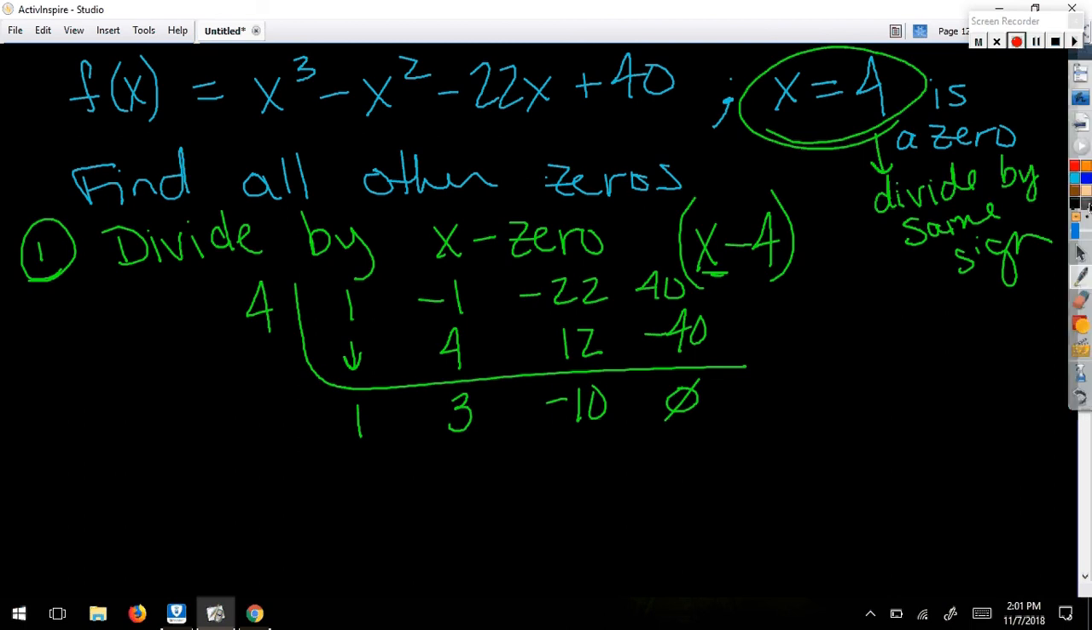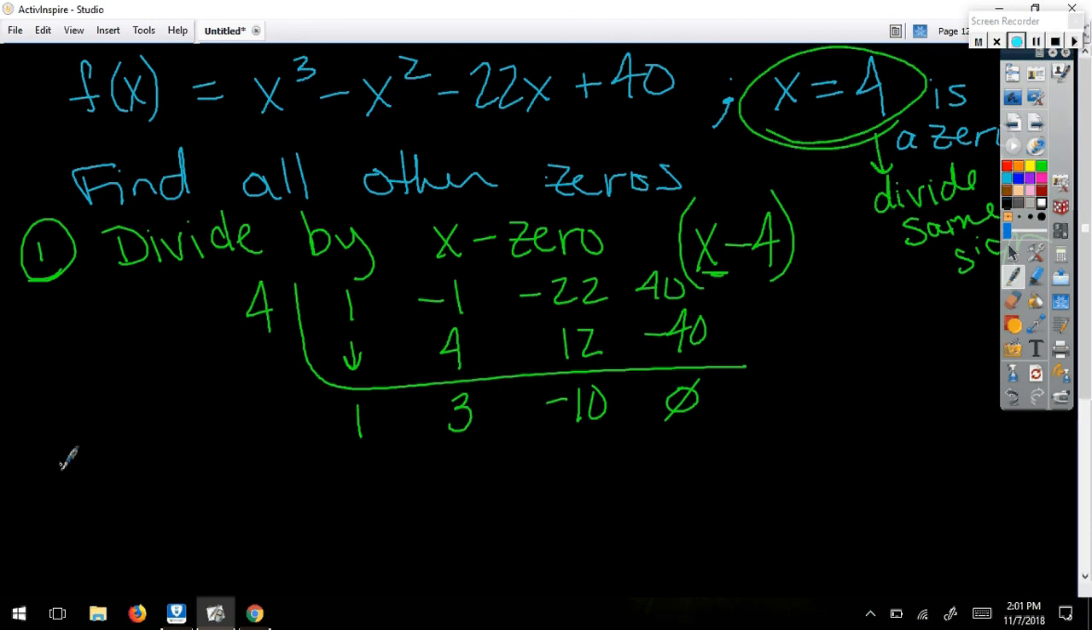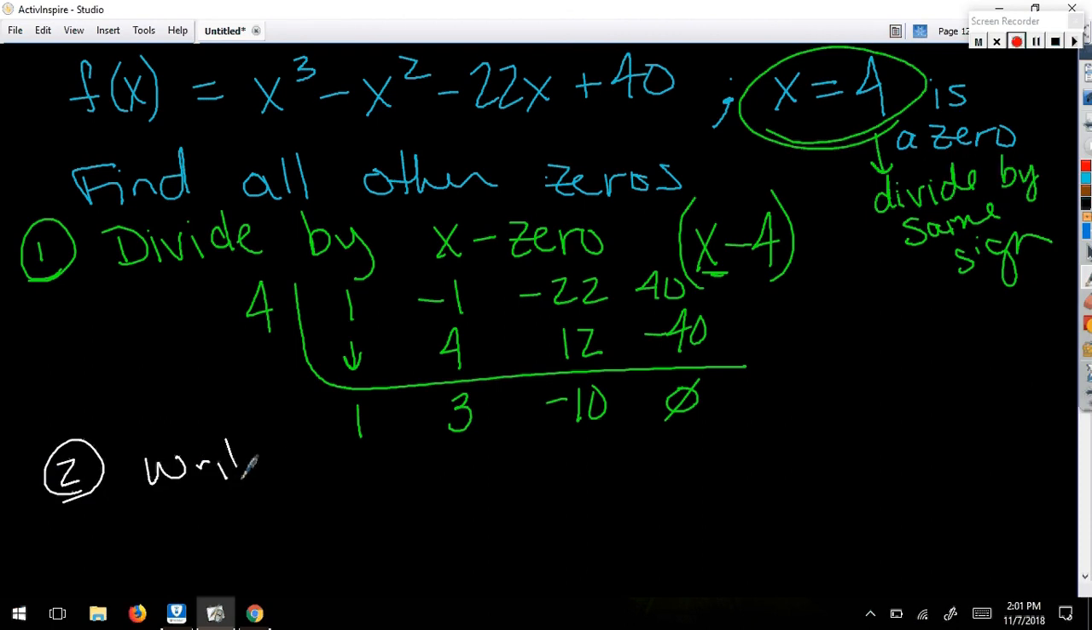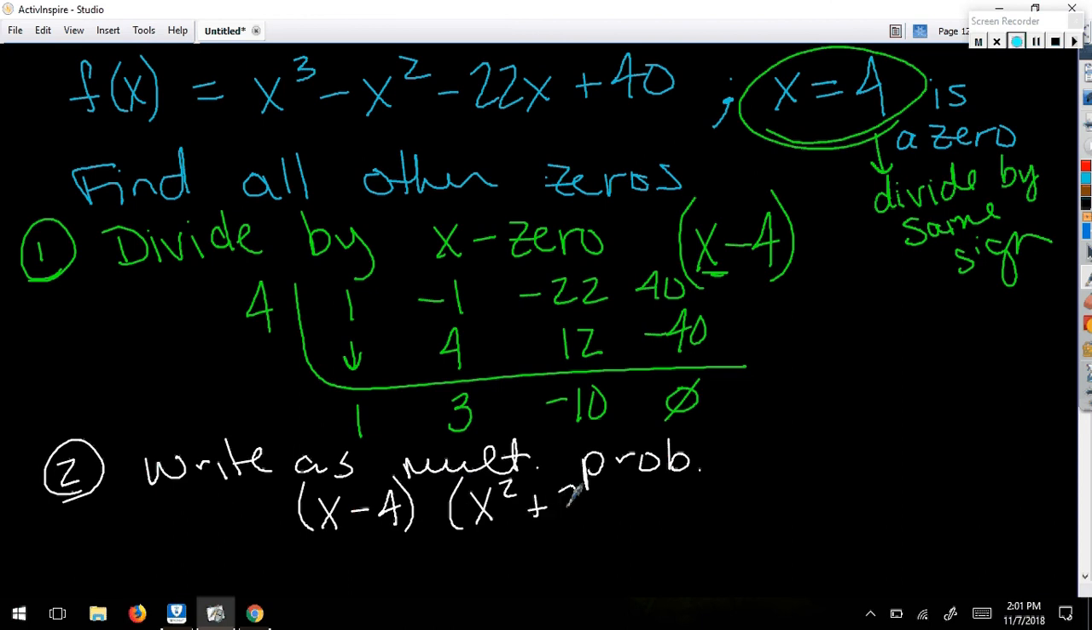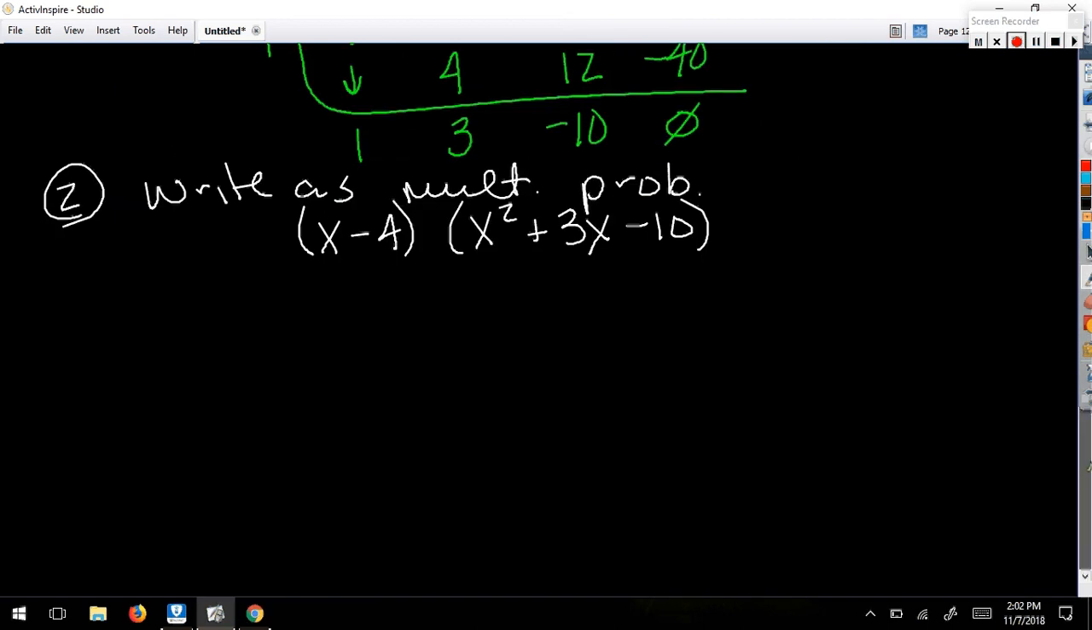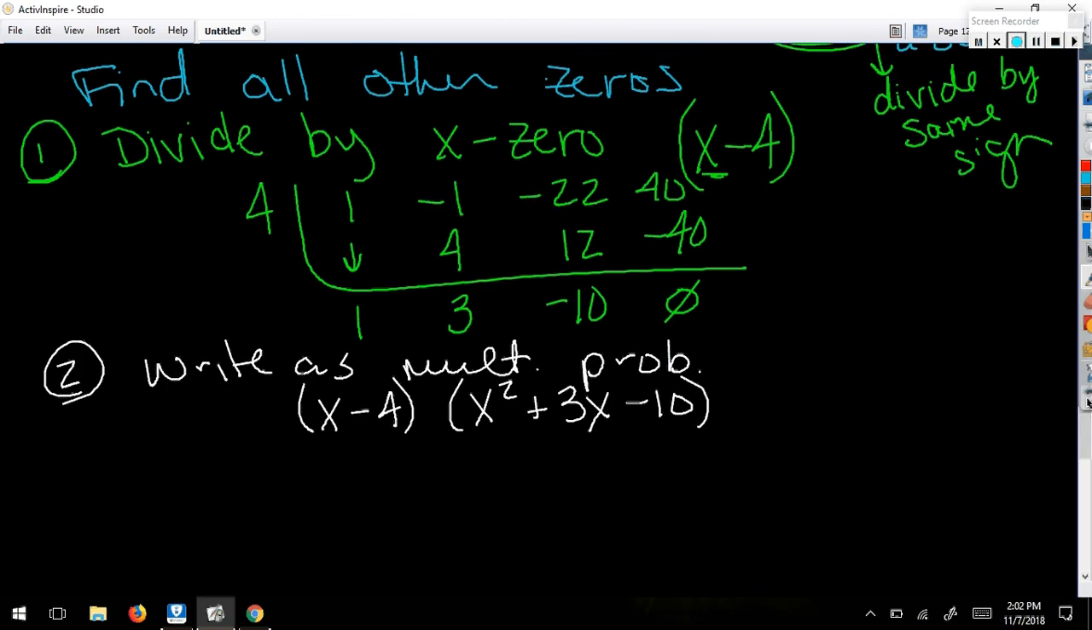All right, we're going to follow the same steps we did before. We're going to write it as a multiplication problem. So what do we get? X minus 4, because that's what I divided by, right? That's right. That is correct. Anybody confused? Don't go up too far. Y'all need me to give you a second to catch up with me? Y'all good?